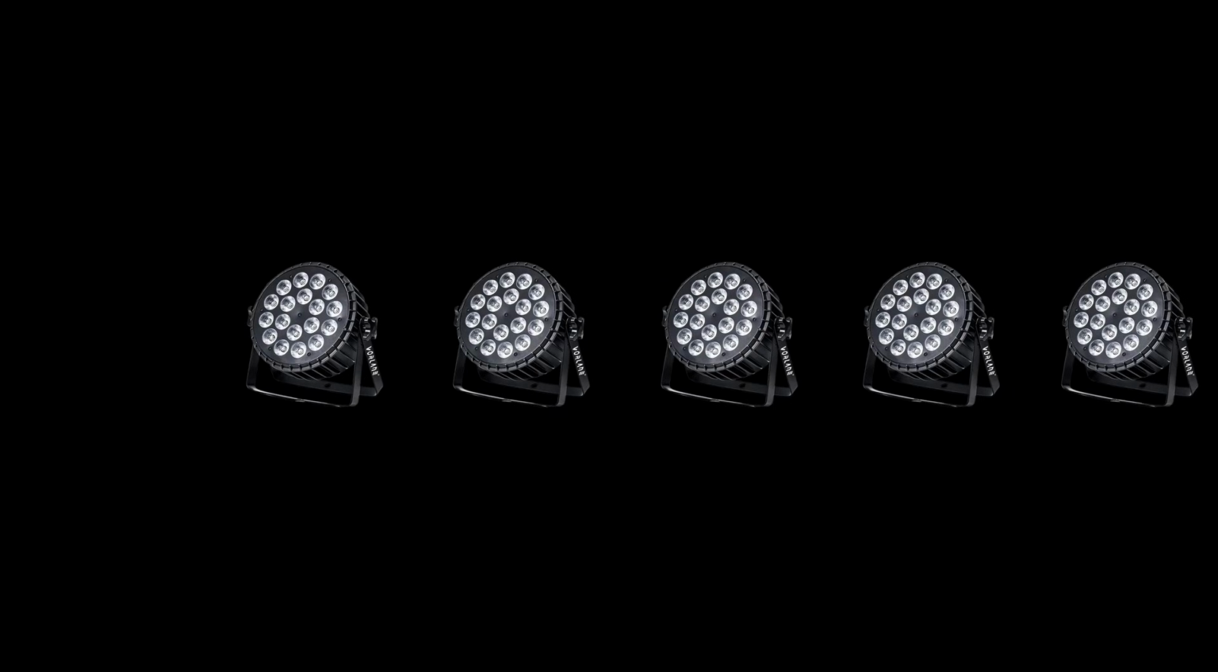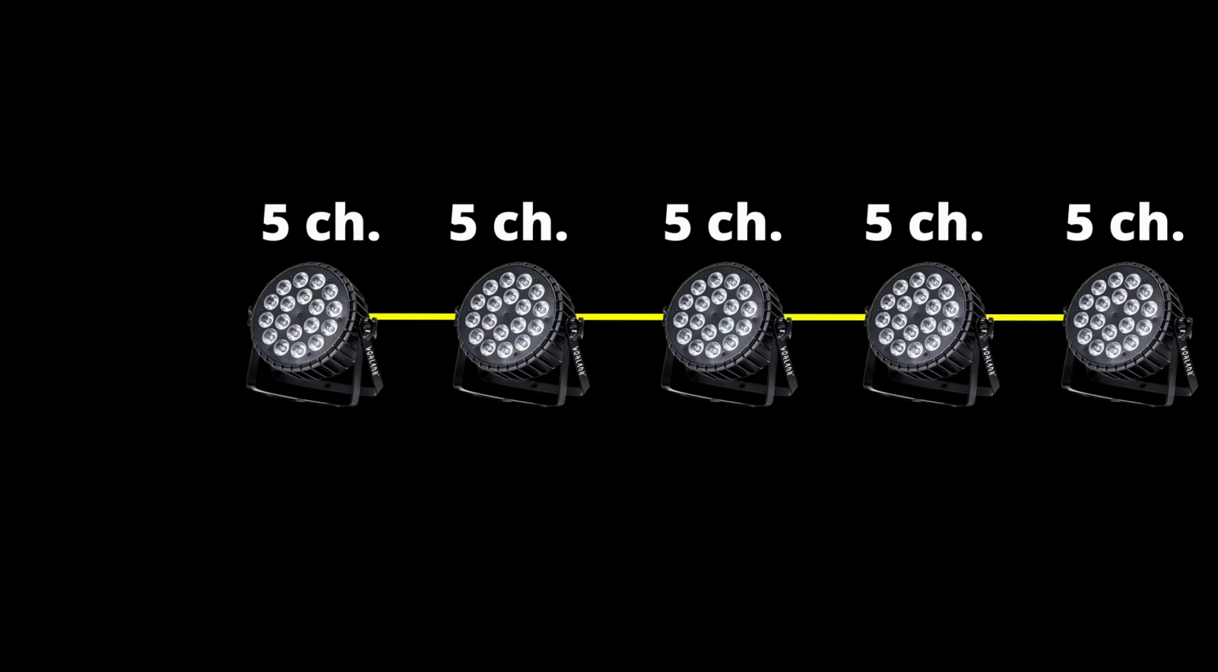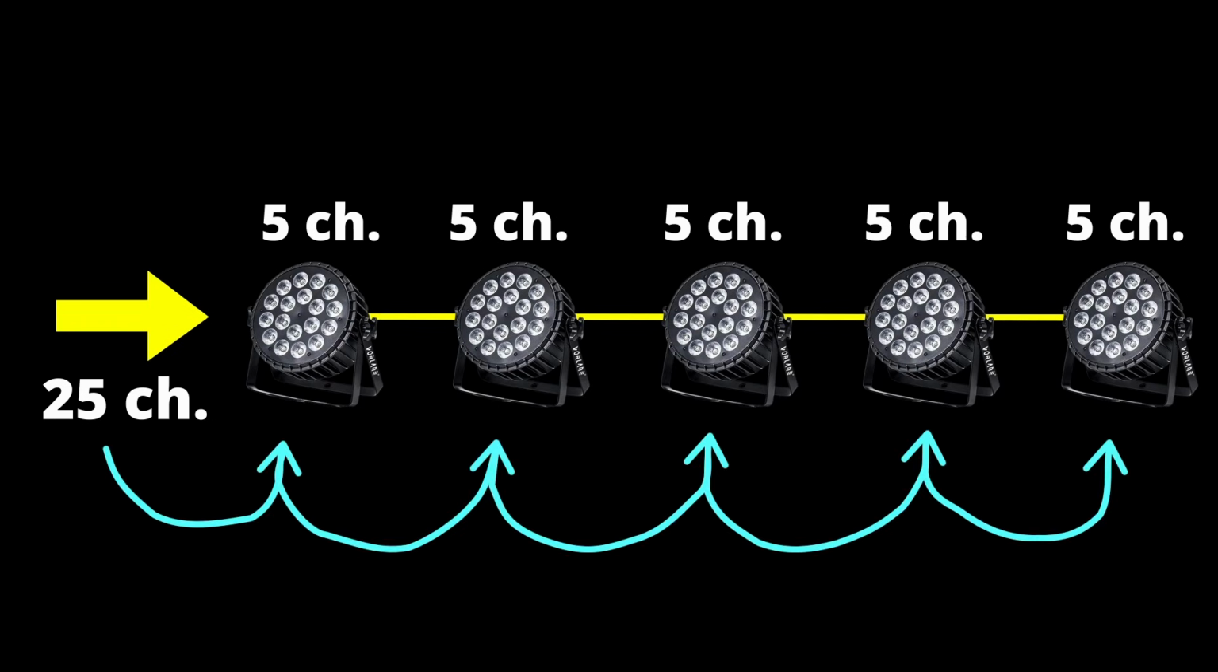But here's the part where it gets a little bit tricky and isn't like pixels at all. Every single channel of data you're sending down a chain for DMX devices is going to go to every single one of those devices. So if I have 5 simple lights hooked up in a chain and each of them needs 5 channels, I'm going to have to send 25 channels total down that chain. But the problem is, each and every one of those devices is going to receive all 25 of those channels, and they won't know which ones are theirs.